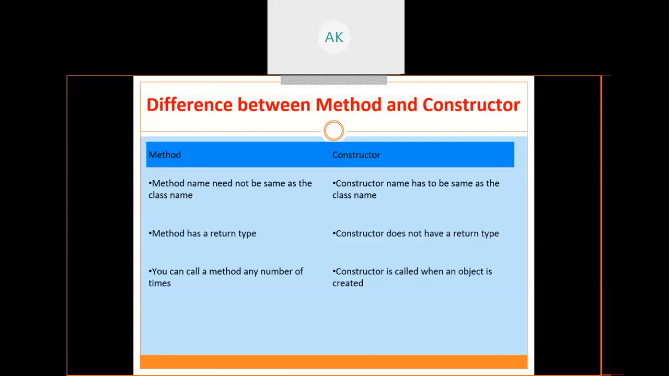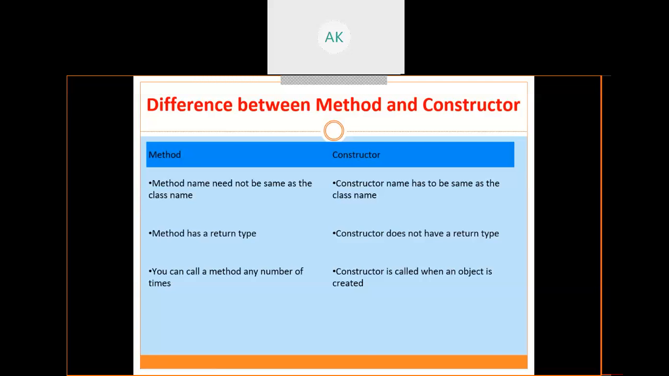But there are some differences, as we have discussed. The constructor name should always be the same as the class name, whereas this is not required in the case of a method; you can declare the method name as per your choice or the programmer's choice. Then a method has a return type, where we write void, integer, float, or whatever you want, whereas a constructor does not have a return type, right? We cannot declare the constructor as void, int, character, or float, right?